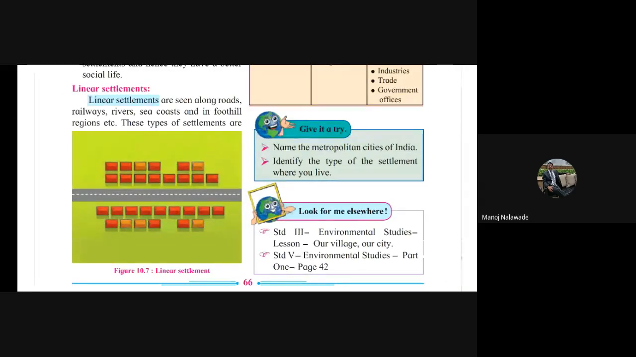तुम्ही आता सध्या कोणत्या टाईपच्या सेटलमेंट मध्ये राहतात? फॉर एक्झाम्पल आपण जे शिकलोय आताच लिनियर, आफ्टर दॅट Linear. न्यूक्लिएटेड. Nucleated.